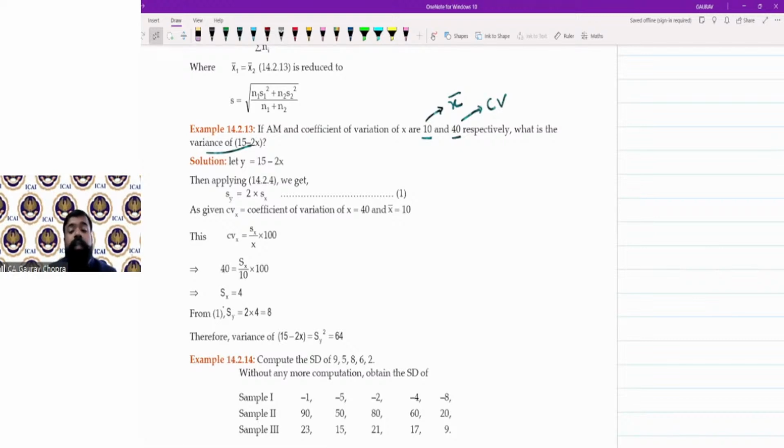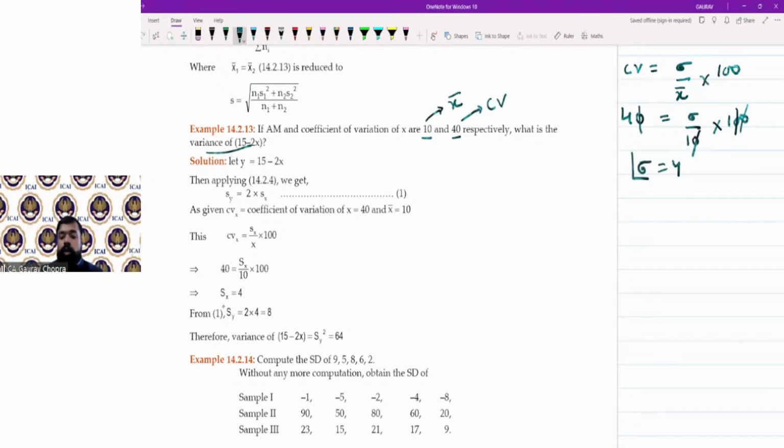First of all, standard deviation is not given in the question. So we can calculate standard deviation using the formula for coefficient of variation. So let's apply that: sigma upon x bar multiplied by 100. Here we have to calculate the standard deviation. So standard deviation upon x bar is 10, multiplied by 100, and CV is 40. Let's do some cancellations here. So from here we get the standard deviation as 4.